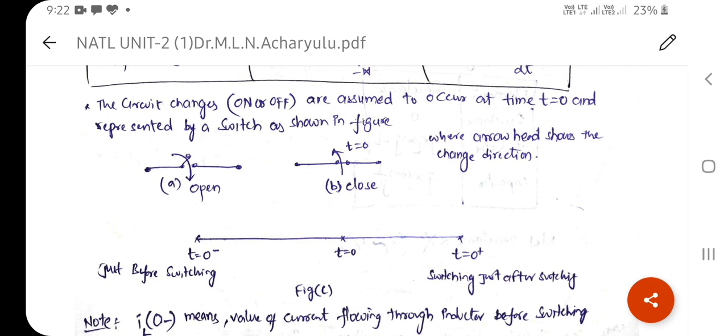If you take just before the switching, you say that t is equal to 0 minus, and if it is t equal to 0 and the other is t equal to 0 plus, which is just after switching. If you take t tends to infinity, then the time is greater than 0. So therefore, these are the conditions we need to apply in the initial and final value conditions.